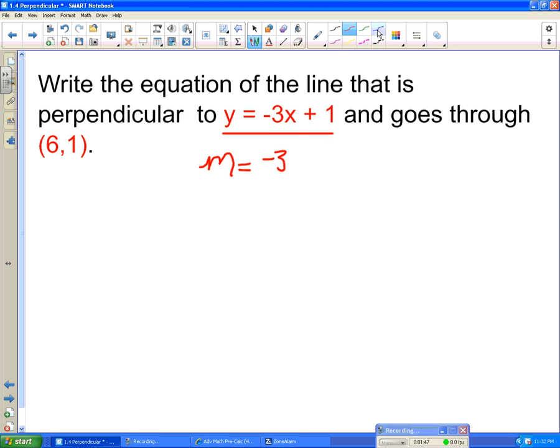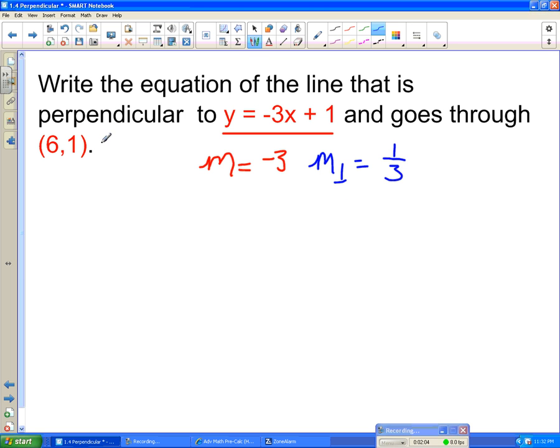What I need to do is come up with my new slope, of the line that's perpendicular. So what I'll do is I'll take that slope, I want to flip it, so if I take -3 and flip it, I get -1/3. And then I want to change the sign. So instead of -1/3, I'm going to have +1/3. And that's my new slope.